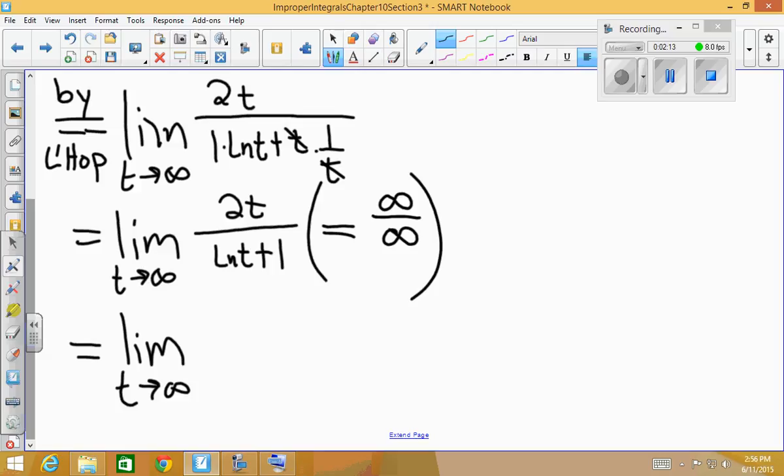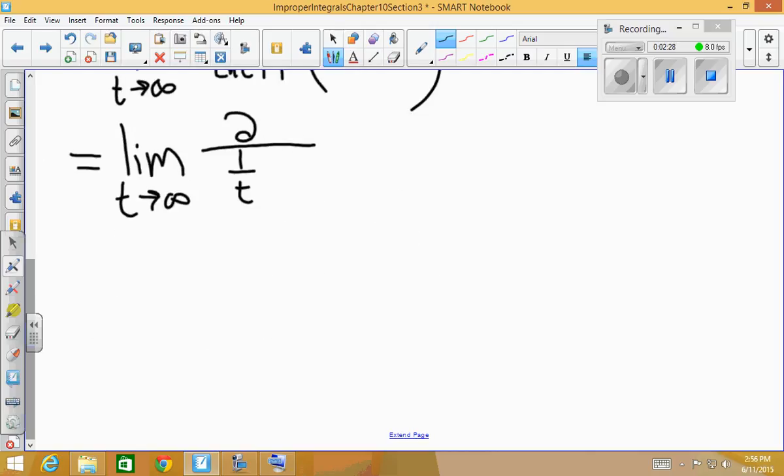L'Hopital's rule says take the derivative of the numerator, which is 2, divided by the derivative of the denominator, which is simply 1 over t, and then the derivative of 1, of course, is 0. 2 divided by 1 over t is the same as 2 times t. And that limit certainly is infinity.